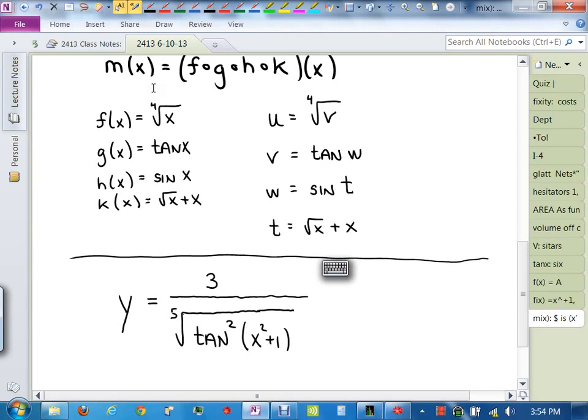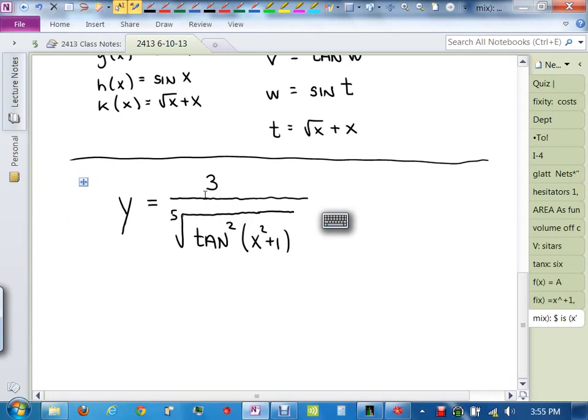Okay, I'm going to work this one out on the board real quick, just to see there's different variations of this. The way that I would look at this is that, again, I'm going to start from the inside, work out, and then back in, okay? If I'm x, the first thing that happens to me is I get squared, then plus 1, right? X squared plus 1. Then what would happen after that? Does the tangent happen or the squared? Tangent. Okay, so tangent would happen next, then squared, then fifth root, then 3 over that, right?